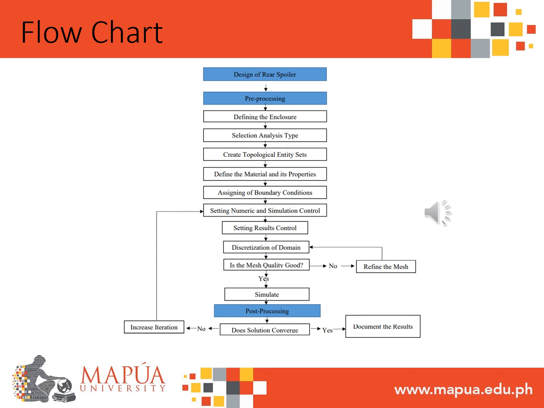After that, we will specify the number of iterations in numerics and simulation control, and then we will proceed to setting up the results control. In results control, this is where we will specify what data we want to obtain. In our case, it is the drag and lift coefficient. The last step in the pre-processing stage is the discretization of the domain, or commonly known as mesh generation.